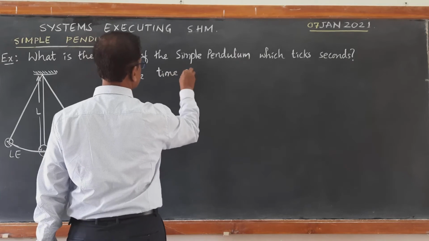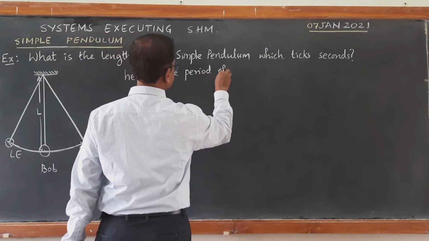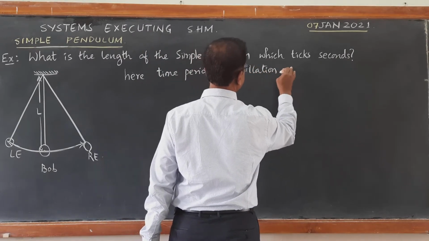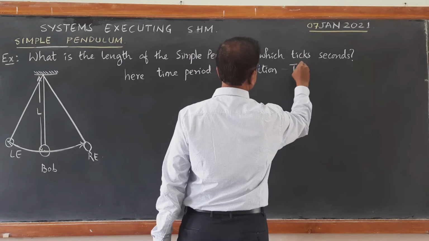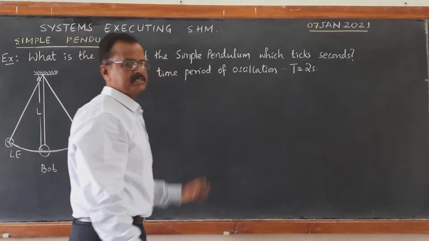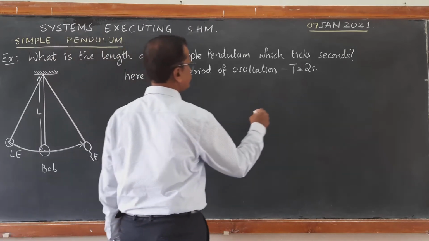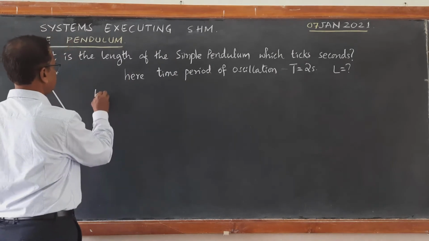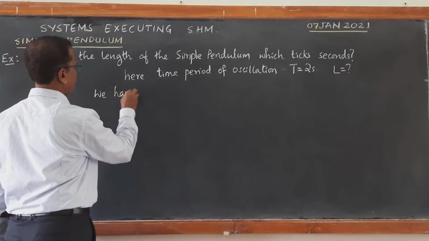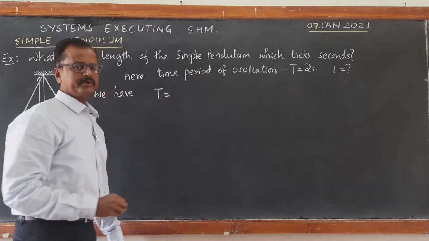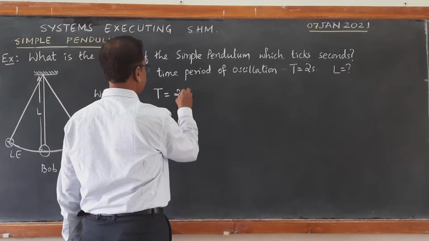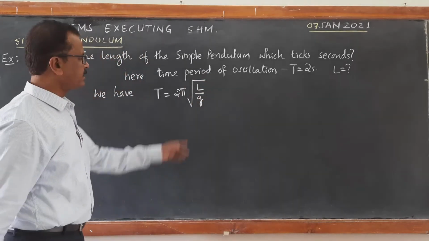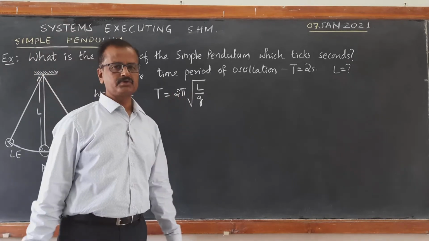Here the time period of oscillation T is equal to 2 seconds. This is given. We are asked to find the length of such a simple pendulum. We have the time period of oscillation. In the last video we derived this equation, T equals 2 pi square root of L over g, where L is the length of the pendulum and g is the acceleration due to gravity.